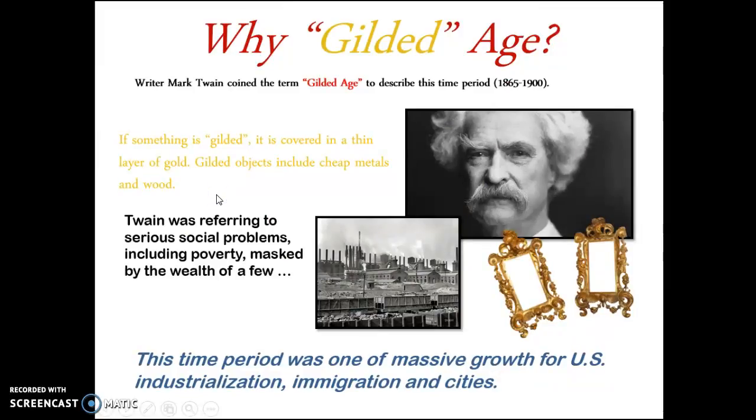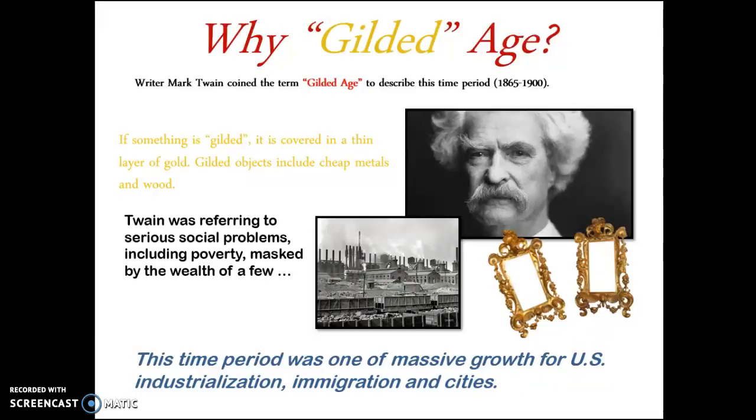Why Gilded Age? Writer Mark Twain coined the term Gilded Age to describe this time period, which is 1865, so that's the ending of slavery, to 1900. If something is gilded, it is covered in a thin layer of gold. Gilded objects include cheap metals and wood.